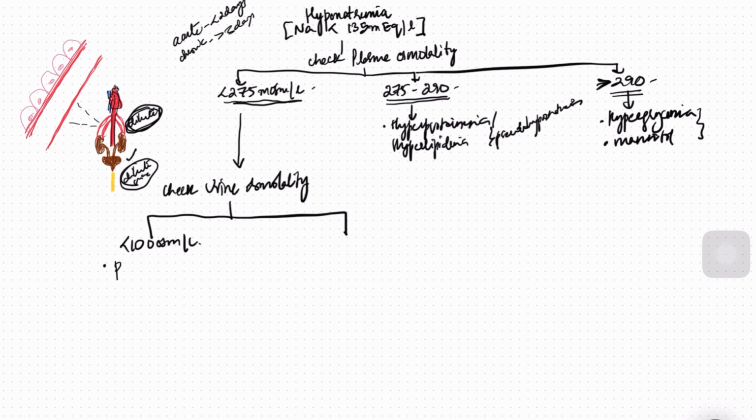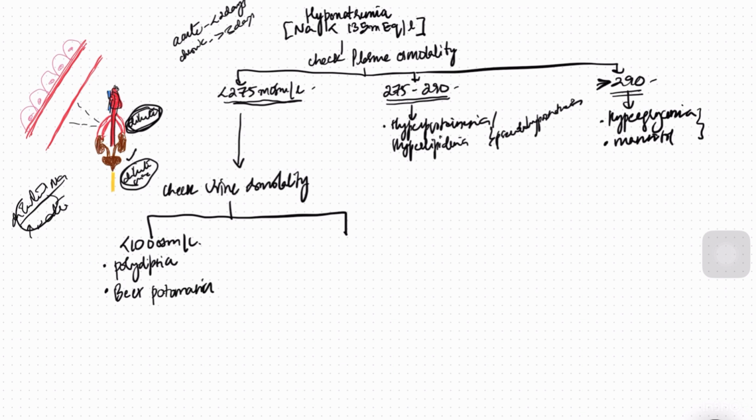If you have polydipsia, if you're drinking a lot of water, you're drinking a lot of normal water with no sodium in it, so your water content is going to increase, your sodium is going to be diluted, which will cause hyponatremia, correct? The other thing that you would see is beer potomania.